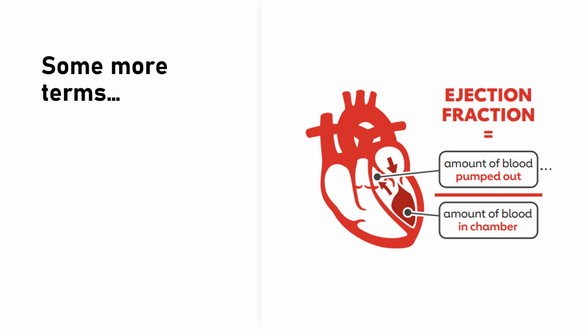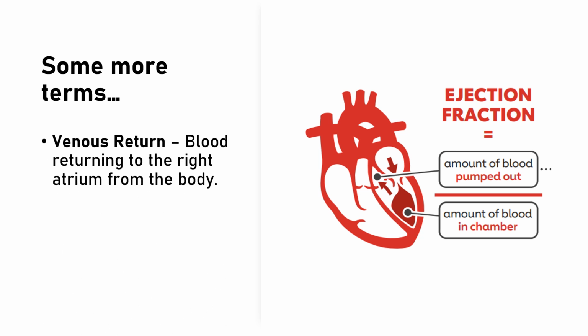Just some more terms that you need to be familiar with and understand before you come to class. The first one is venous return. So venous return is the volume of blood returning to the right atrium from the body. Remember that deoxygenated blood coming from the body into the right side of the heart. That's your venous return. So it's the volume of blood returning to the right atrium from the body.